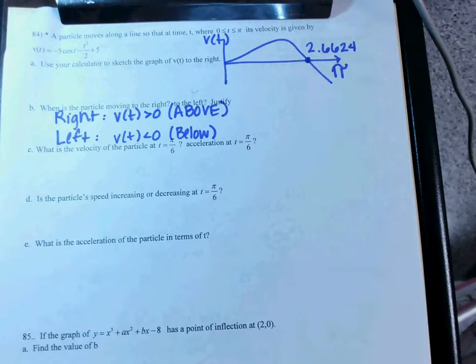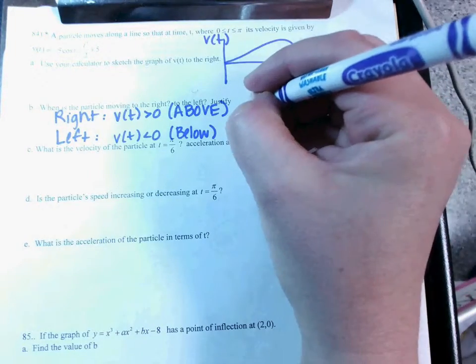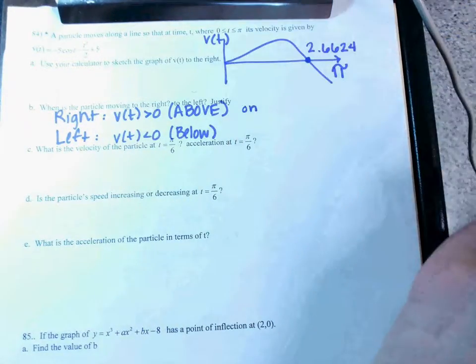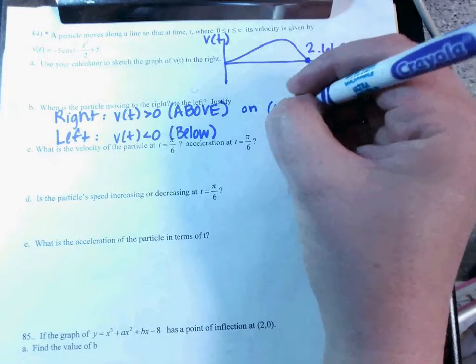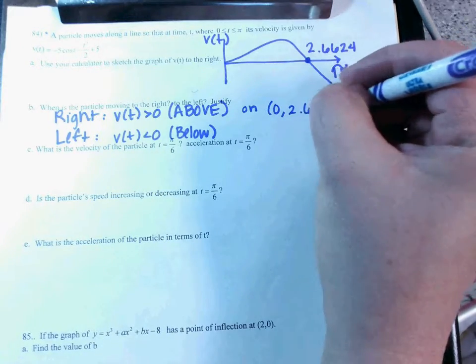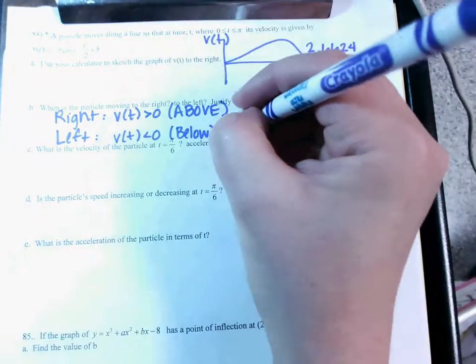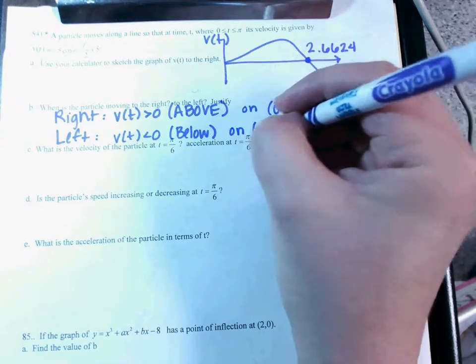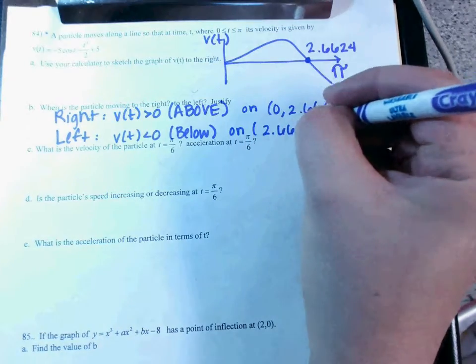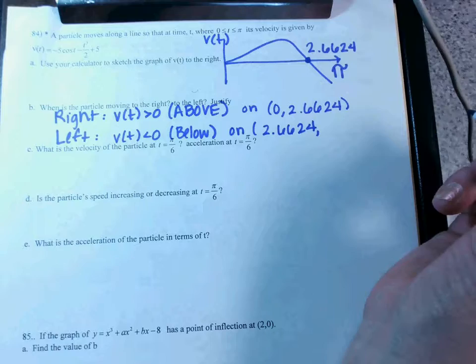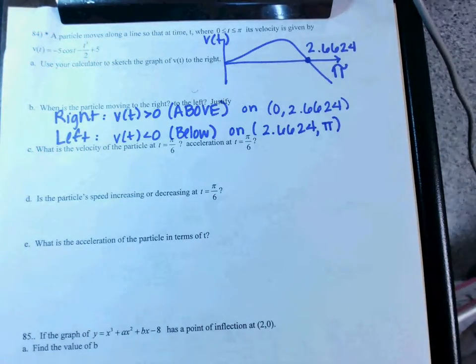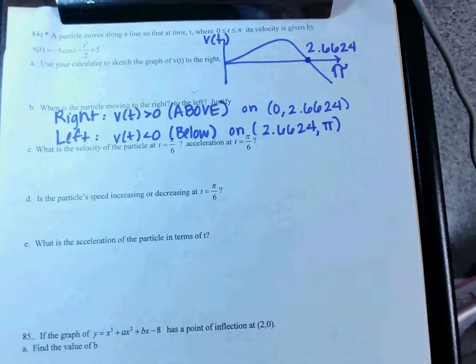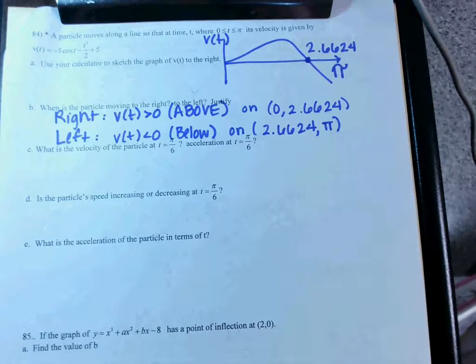Where is it above? 0 to 2.6624. When is it below? Till infinity? Wrong. Till when? Pi. Remember that if they give you an interval, you should not extend beyond the end point of that interval.